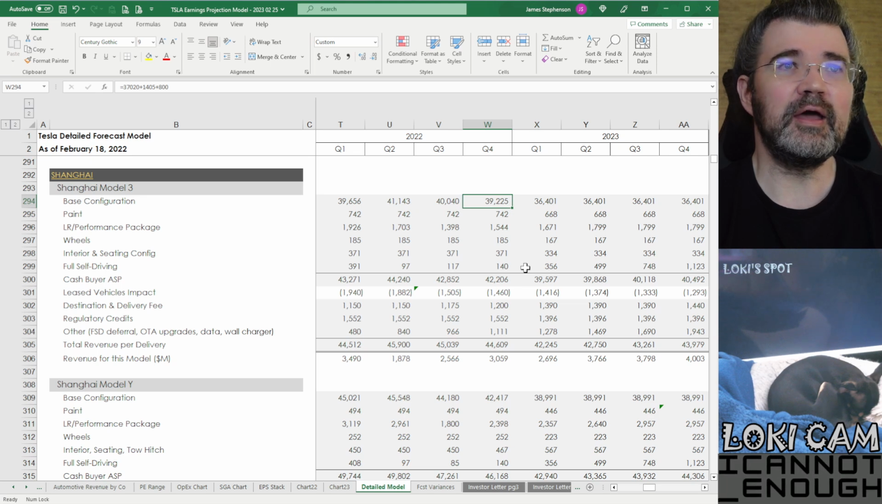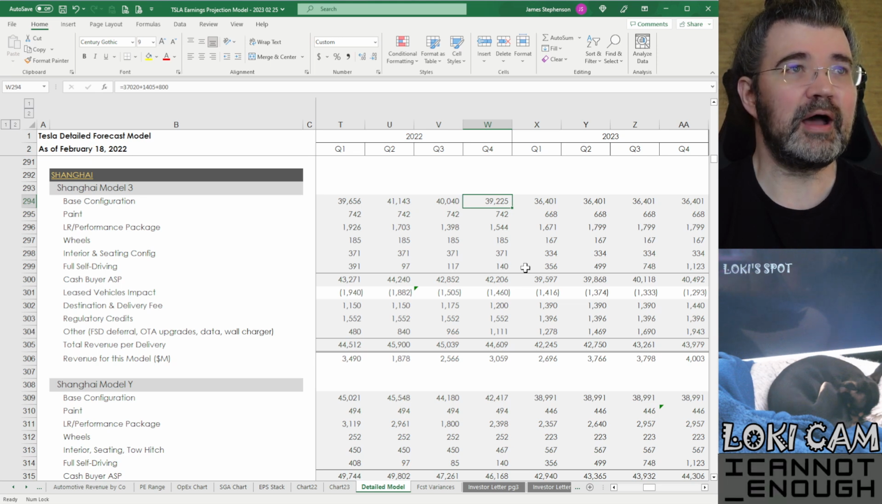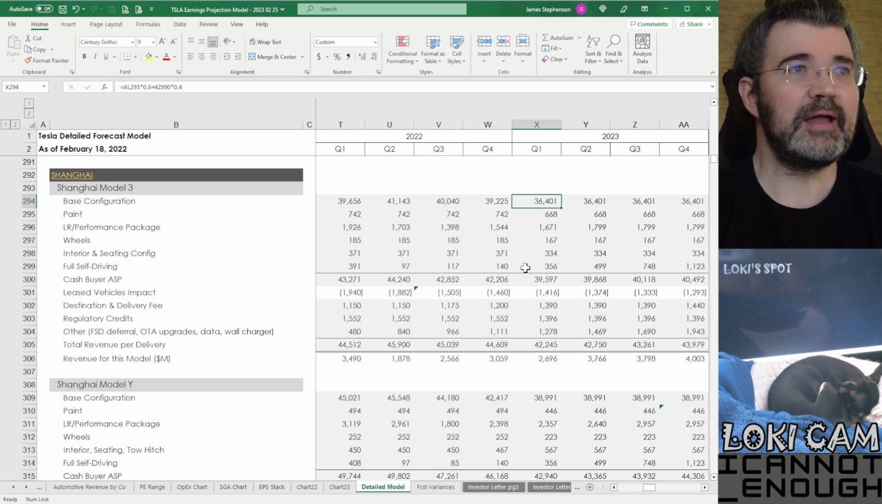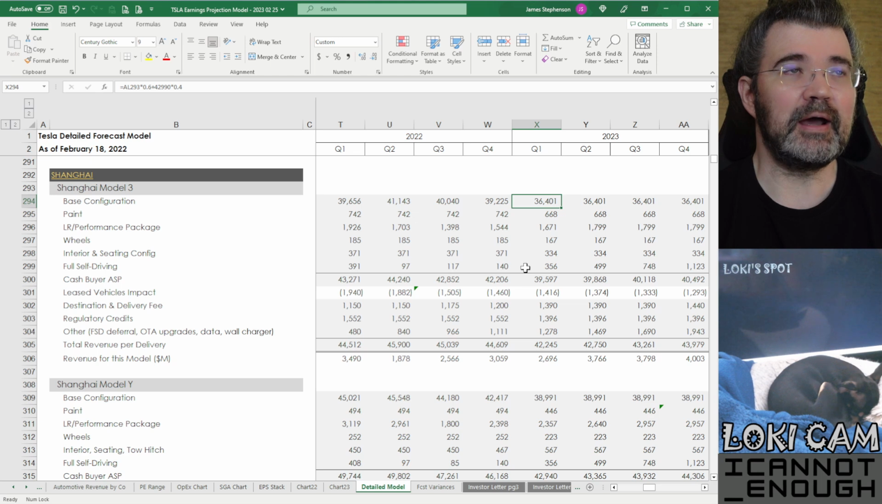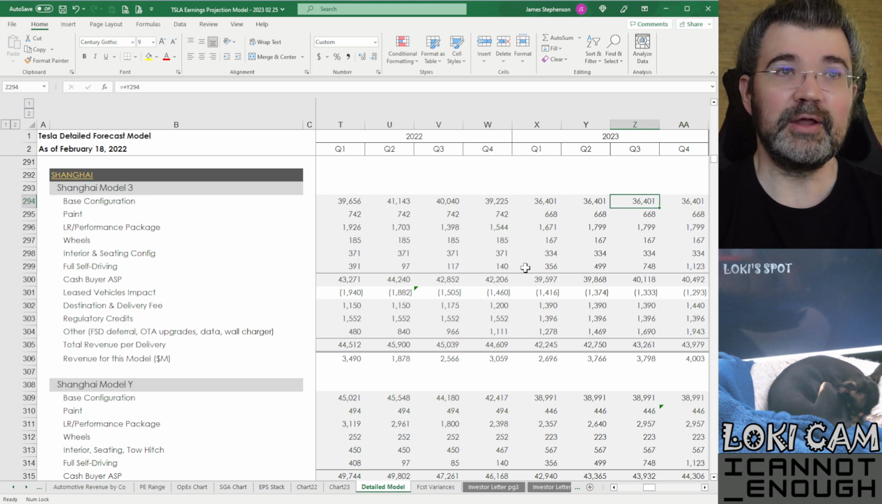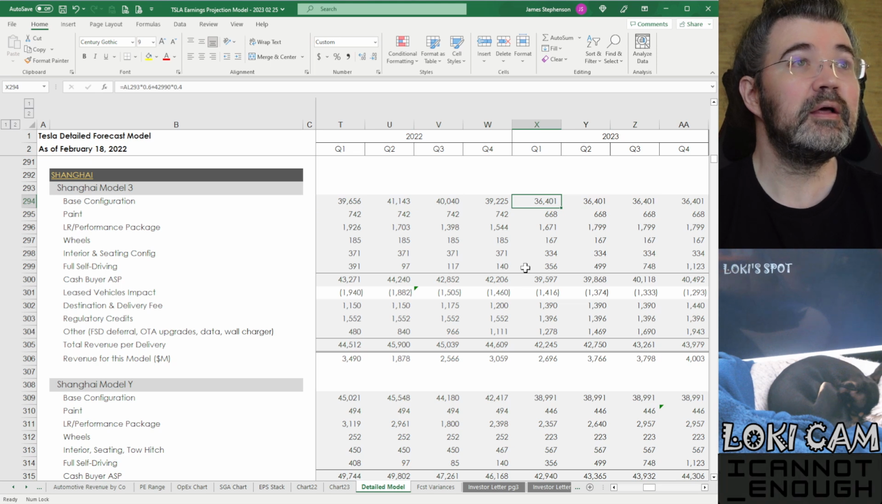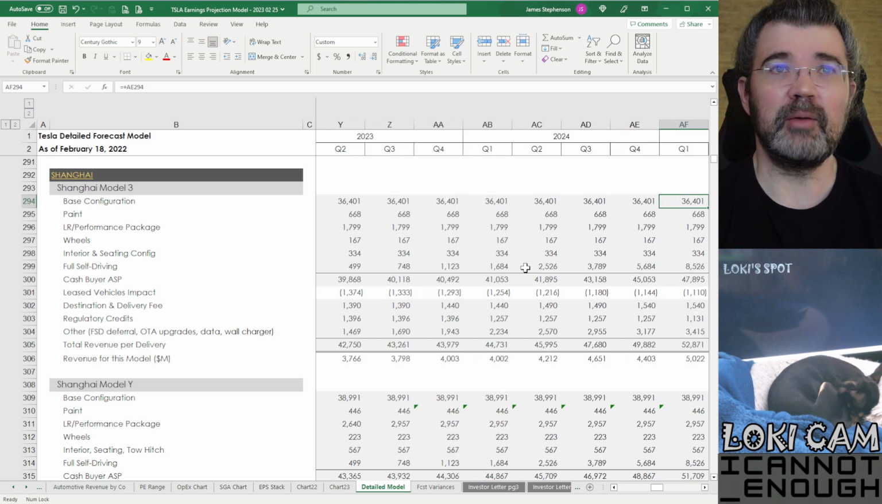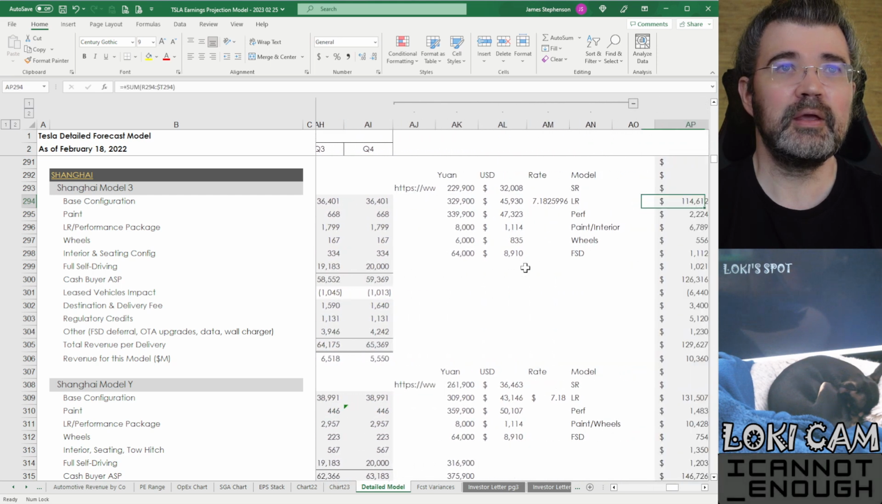$40,040, and then $39,225 was my assumption in Q4. So that number has come down now to $36,401, where I've got it holding all year. So that's significantly less than it was previously. And this is taking AL293 times 0.6.